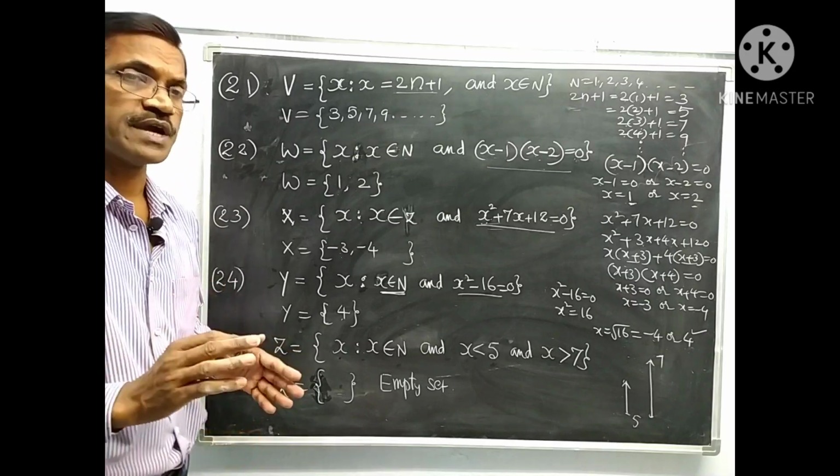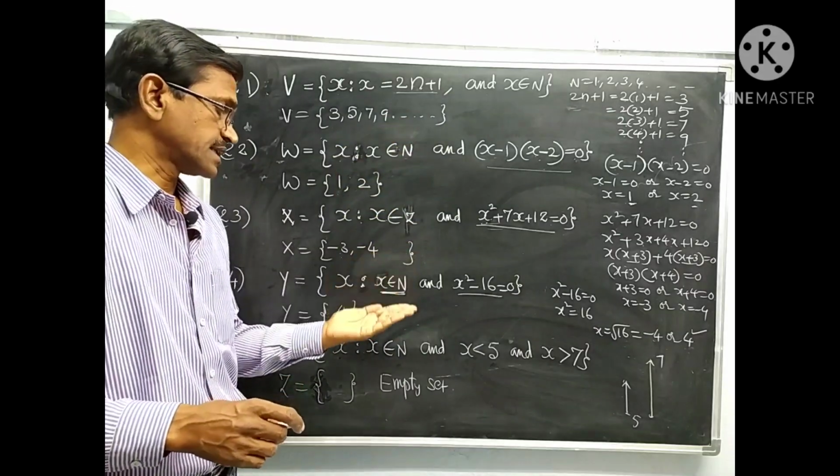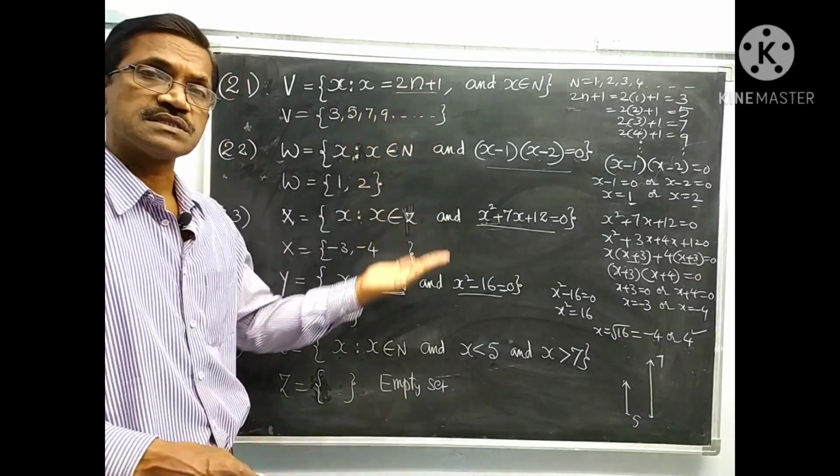I think you might have understood how to write the roster form of the sets when the set builder form is given. Okay.